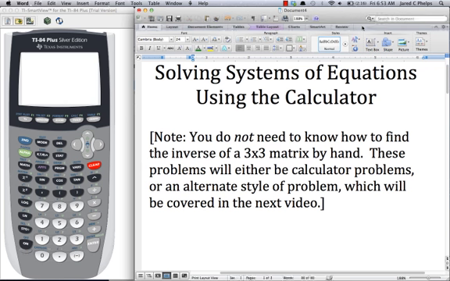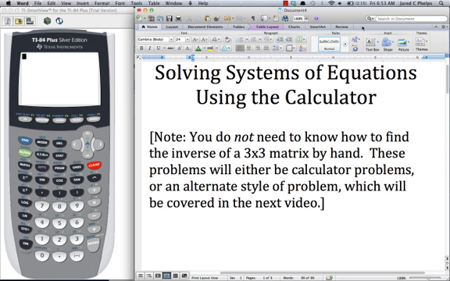In the previous video, I showed you guys how to solve a system of equations using matrices. In that one, we did a two-variable system with x and y only, and in this one, I'm going to be moving it up to a 3x3 equation. And I want to make a note right here, you do not need to know how to find the inverse of a 3x3 matrix by hand. It's totally possible, but it's a little bit annoying.